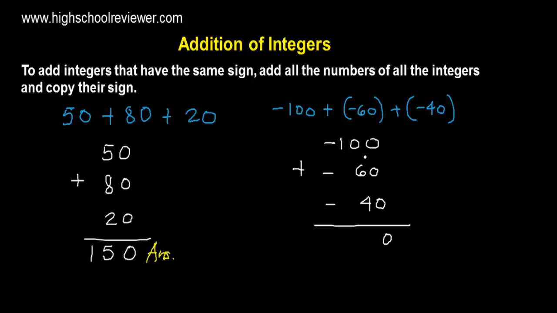This is a 0. 6 plus 4 is 10. We will only put here the ones. So 6 plus 4 is 10. We will just put here 0. And the number 1, which is on the tens place, we will carry it to the next column. 1 plus 1 is 2. And since they are negative integers, do not forget the negative sign. Therefore, negative 200 is our final answer for our second example.